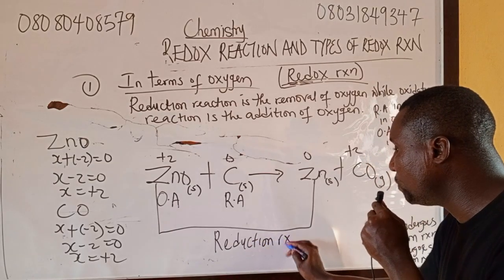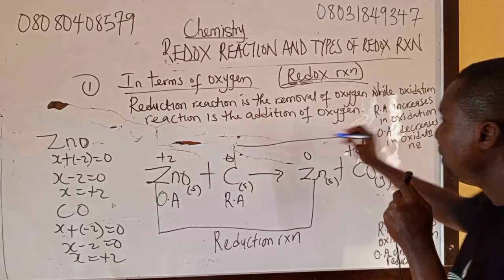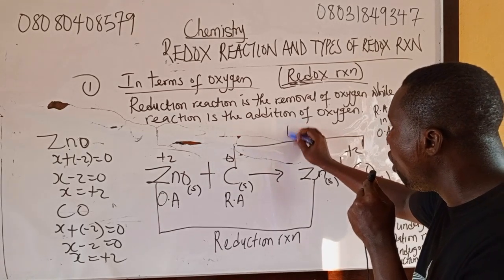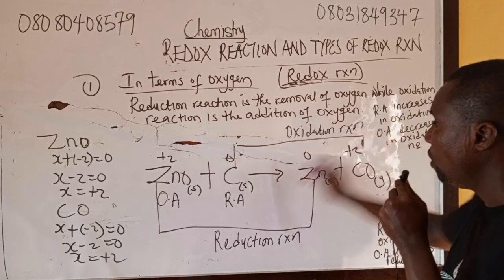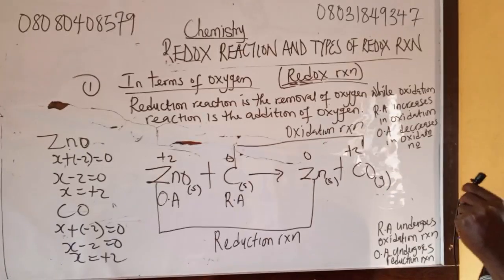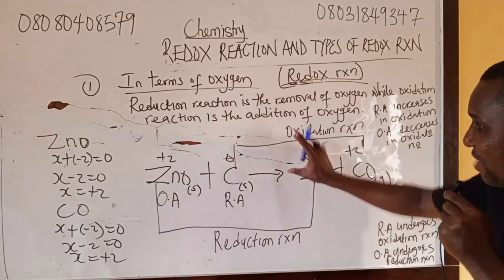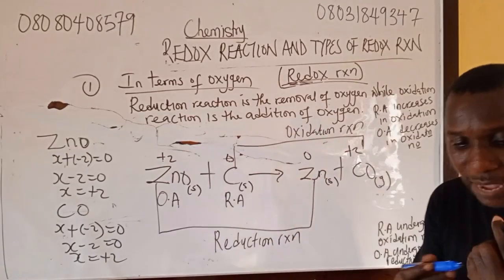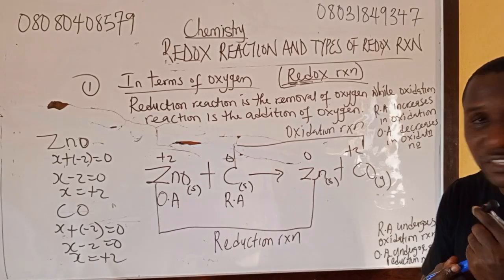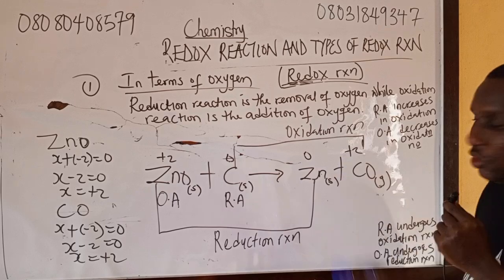Reduction reaction. Then from carbon to this one is what undergoes oxidation reaction. I told you, reducing agent undergoes oxidation reaction. Oxidizing agent undergoes reduction reaction. Can you now see a reaction where both of them are occurring simultaneously? Simultaneously. That reaction is what? Redox reaction. This is a redox reaction.